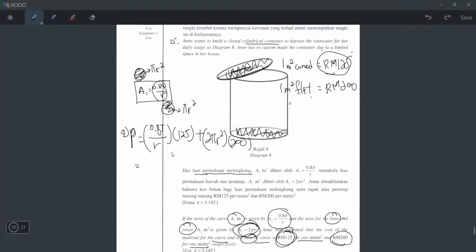So you get, okay, what's 125 times 0.8? You get 100. So it's 100 pi over r plus 200 times 2, which is 400 pi r squared. So that's the answer, I think. Right? That's the answer already, right? Because they want the equation only. So yeah, I think that's the answer.